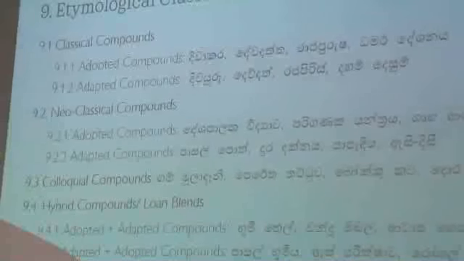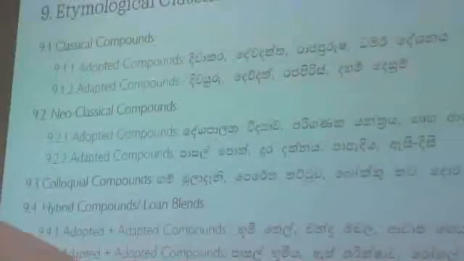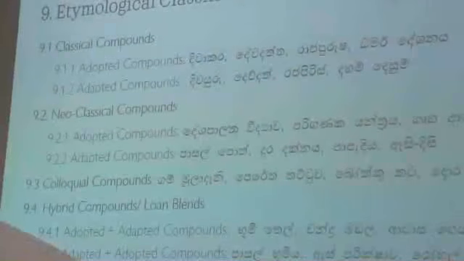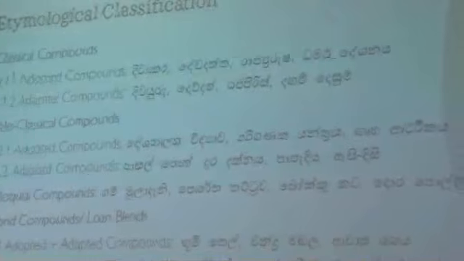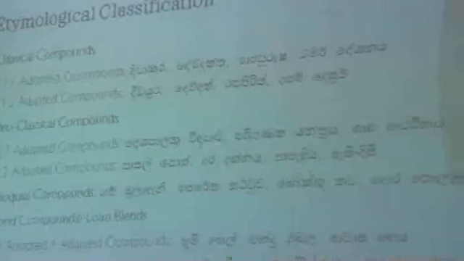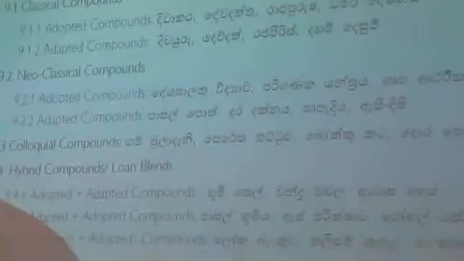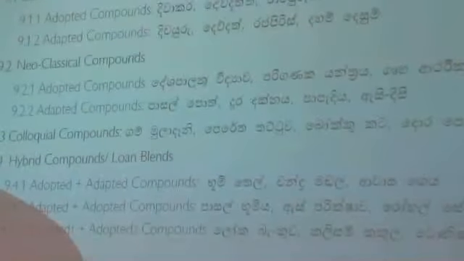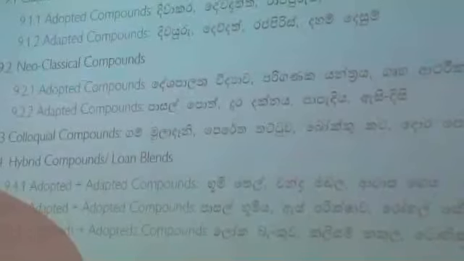And then we have hybrid compounds. These are very interesting because traditional grammarians do not acknowledge the category of hybrid compounds, and they even say that they are wrong and should be corrected. But we need to admit the fact that there are hybrid compounds in any language, of which one element is from one language and the other element is from another.